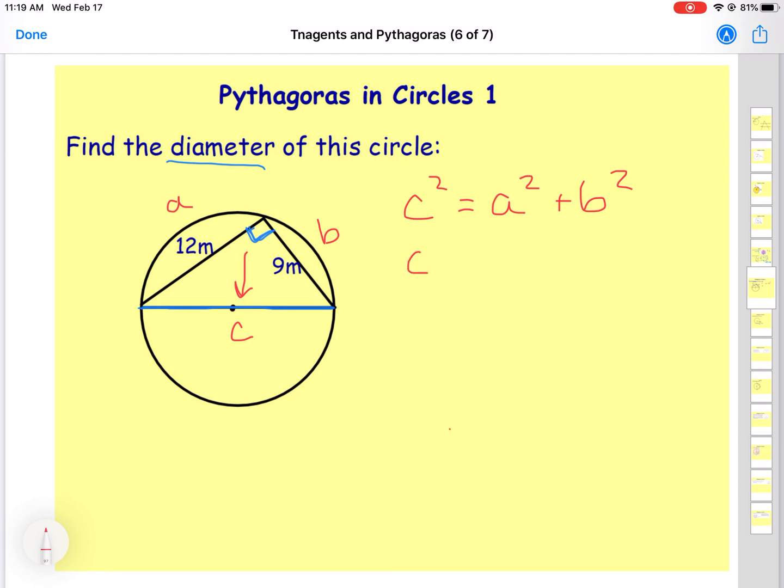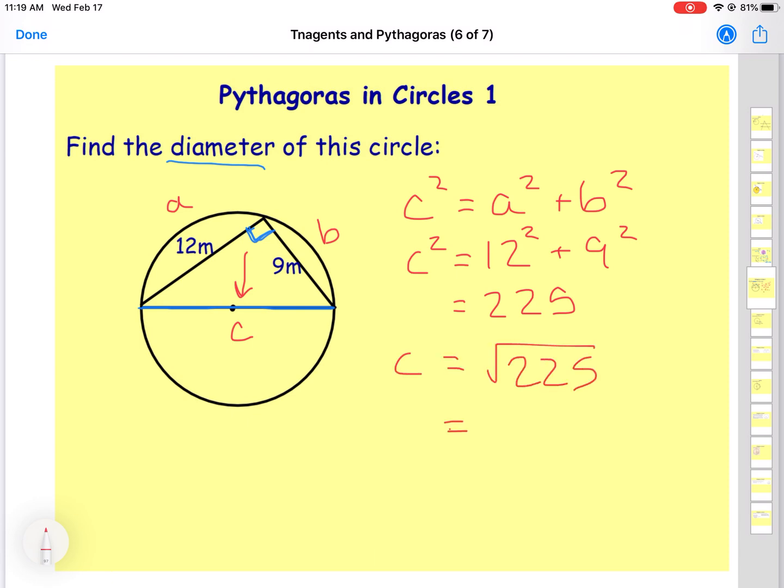C squared, we don't know what that is, so let's leave that there just now. A is 12, that's 12 squared plus 9 squared. Pop that into your calculator. 12 squared plus 9 squared is 225. Therefore C is the square root of 225. Square root of that answer gives us 15 metres. So the diameter in this case has to be 15 metres. I'm not asked anything about the angles in the triangle, but I have to use the angle facts to identify where the right angle is, and therefore the ability to use Pythagoras' theorem.